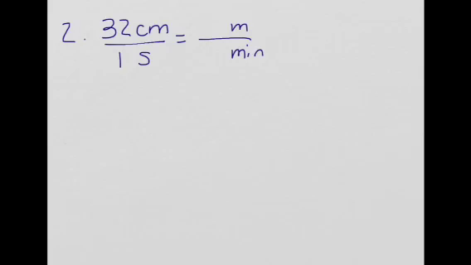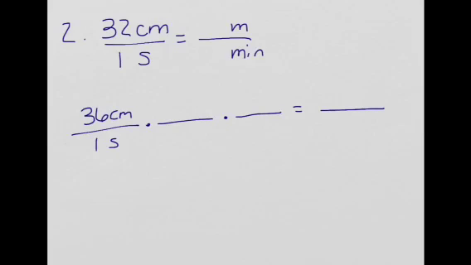All right, let's do another one. If something fills up 36 centimeters in 1 second, then we want to know how many meters would be filled in a minute. So again, we're going to go ahead and set up our ratios to multiply. So we're going to do 36 centimeters over 1 second times a line, times a line, equals a line. We're going to go ahead and put in the measurements that we're converting to. So this is going to be meters and this is going to be minutes.